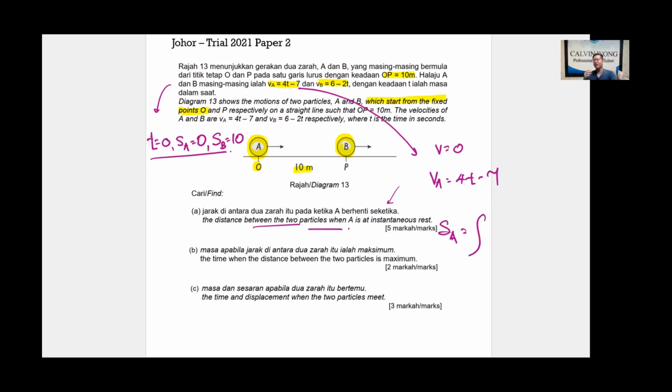For SA, you need to integrate the velocity. You need to find SB, you need to integrate the velocity B, plus the C value. Remember, the C value is 0, and is 10. Be very careful, plus C value. Always make mistake here. You jot down the common mistake, your common mistake. Don't say it won't happen to me. Yes, it will happen to you. So this one is plus 0, this one is plus 10.